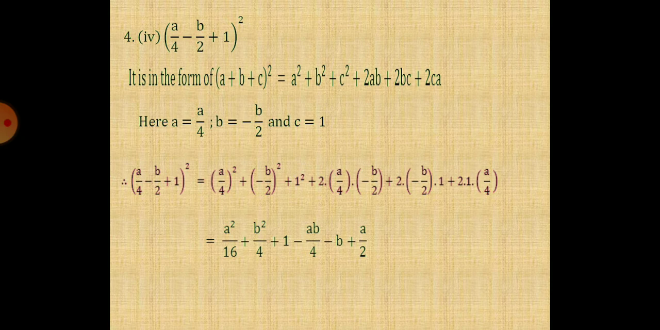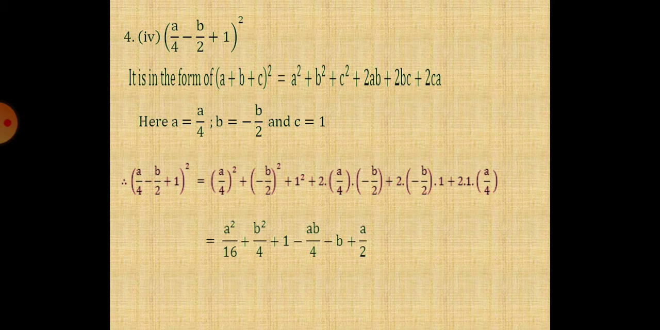Now let us see the next problem, that is the fourth question. In the fourth question, 1, 2, 3 you can do on your own. The fourth one is a little typical problem, so I am explaining it to you. This is a by 4 minus b by 2 plus 1 whole square. Here this is a trinomial whole square. So we can say that it is in the form of a plus b plus c whole square is equal to a square plus b square plus c square plus 2ab plus 2bc plus 2ca.